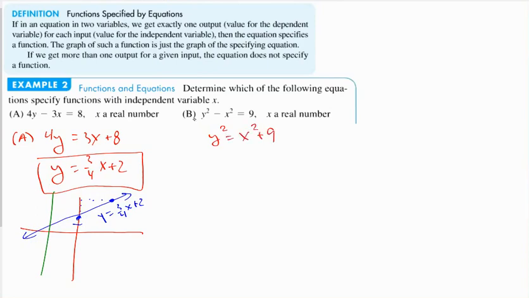So if we solve example B for y, we see we get y squared equals x squared plus 9. If we take the square root of both sides, y is equal to plus or minus the square root of x squared plus 9. And that means that we're going to get two different y values for each x value. So let's create a table of values.